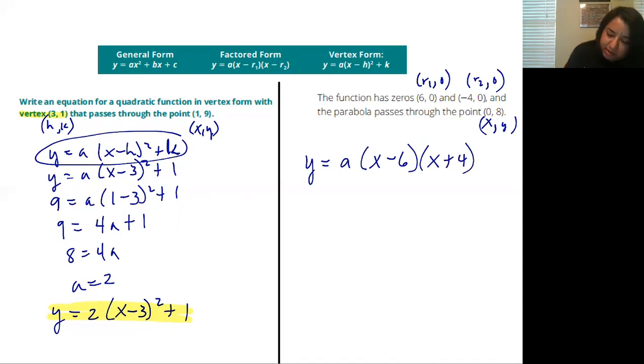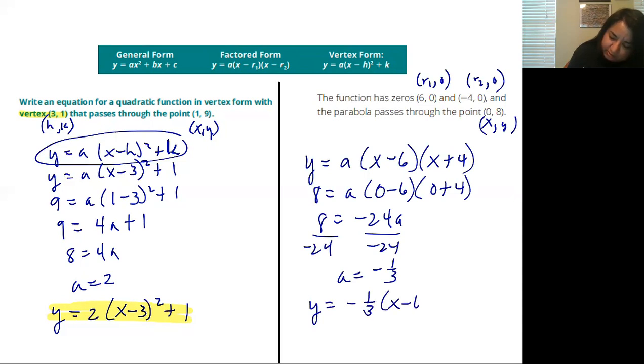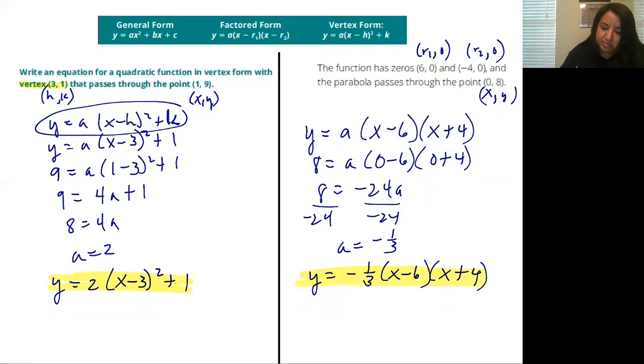I'm going to substitute my X and Y values in. So 8 equals A times 0 minus 6 times 0 plus 4. So 8 equals -24A. And when I divide that, I get A is -1/3. So I'm going to go back to my factored form: -1/3 times X minus 6 times X plus 4. And now we've just rewritten these functions in an equivalent form.